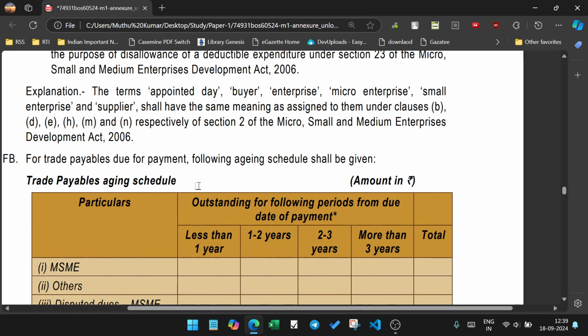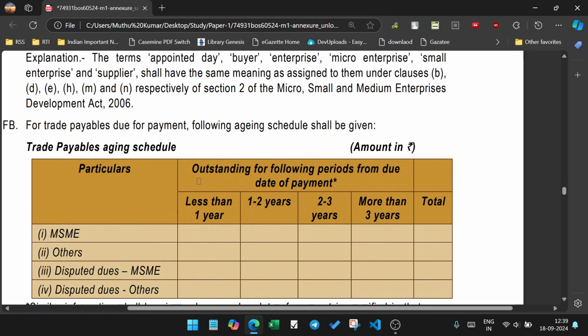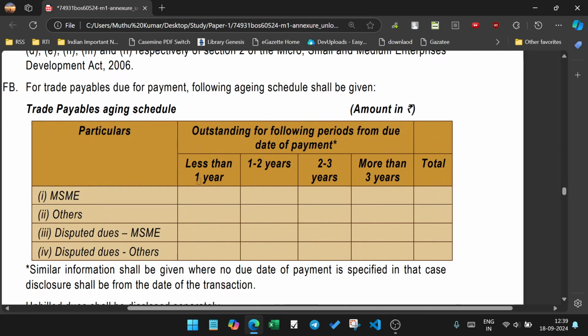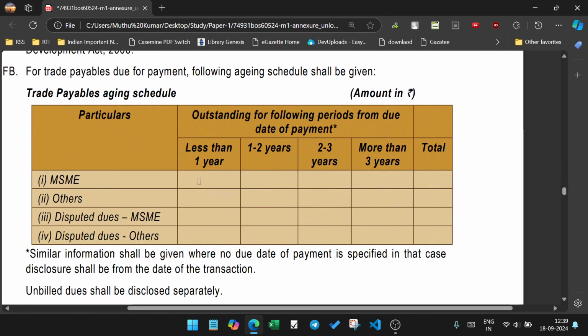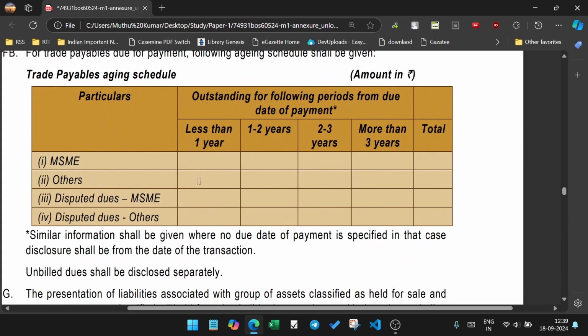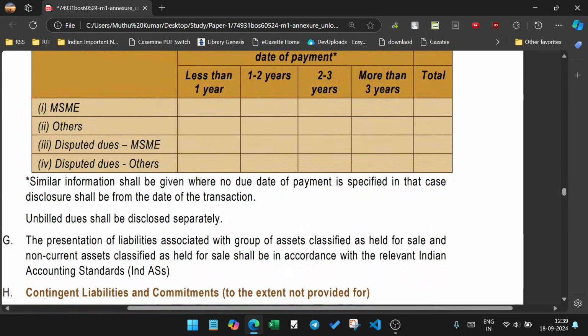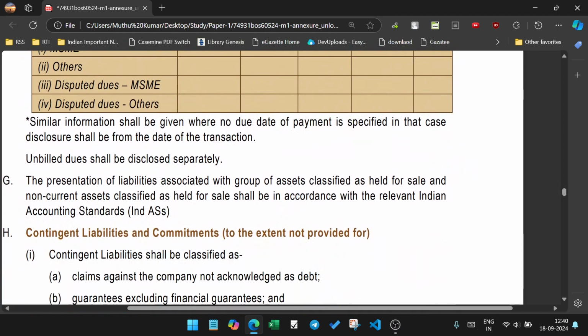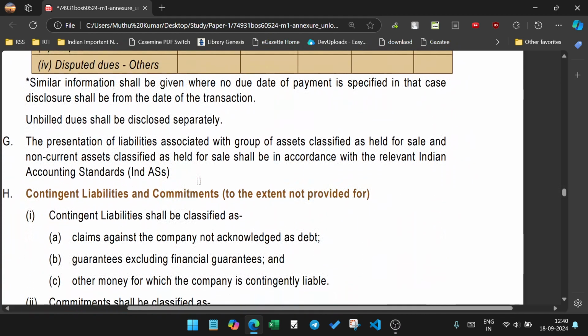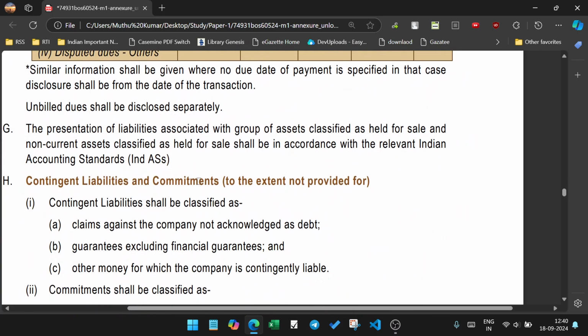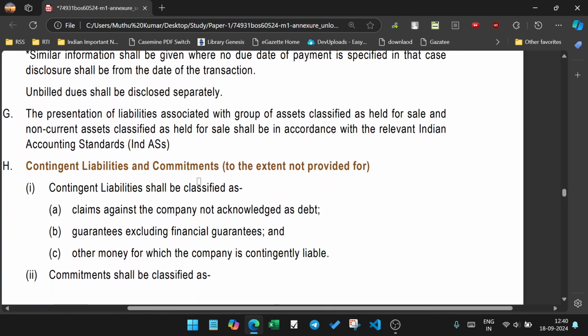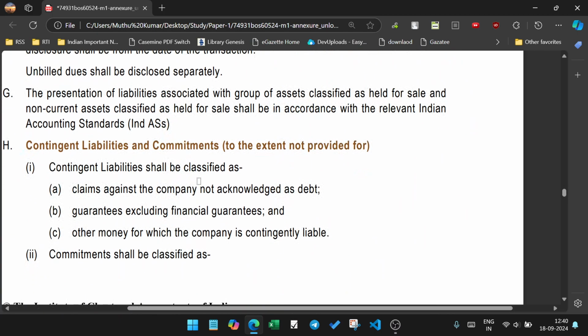As per Section 2 of the Micro, Small and Medium Enterprises Act, the trade payables ageing schedule is to be given. Outstanding for the following periods from the due date of payment: less than 1 year, 1 to 2 years, 2 to 3 years, more than 3 years, for MSME only, others, disputed dues MSME only, disputed dues others. Similar information shall be given where no due date of payment is specified. In the case of such disclosure, it shall be from the date of the transaction, and unbilled dues shall be disclosed separately.